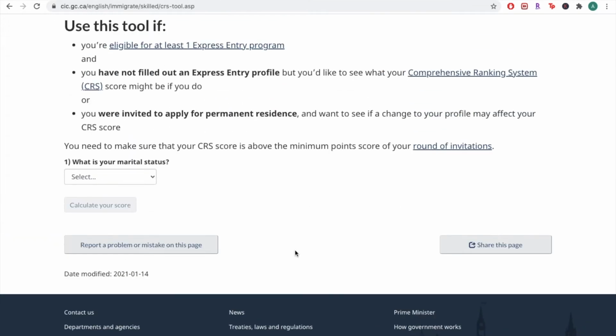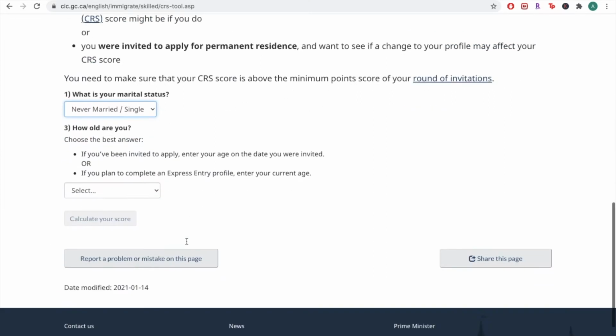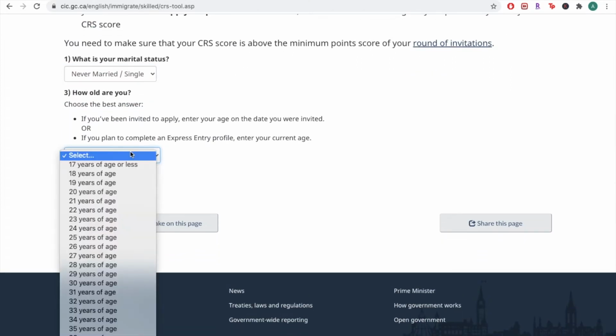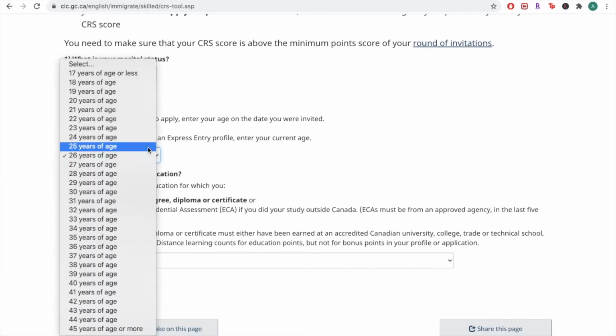So let us start. The first question is, what is your marital status? I said I'm going to use my profile, so I'm going to go with single since I'm a single girl. For how old are you? I'm going to pick my age. I'm 26 years of age. Now we need to know that between 18 and 29, you get the highest point, but once you're past 30, your point starts to drop.